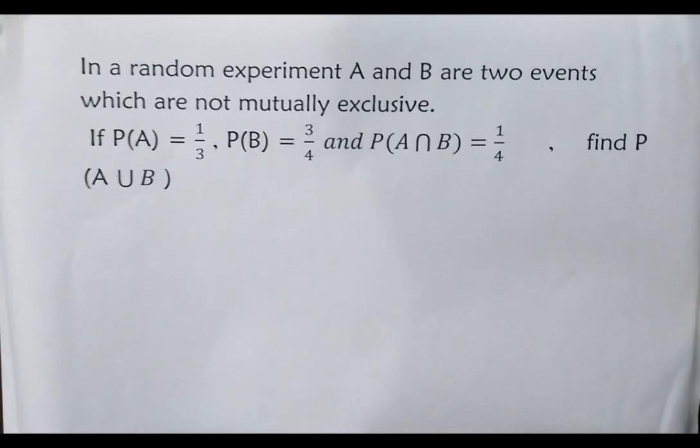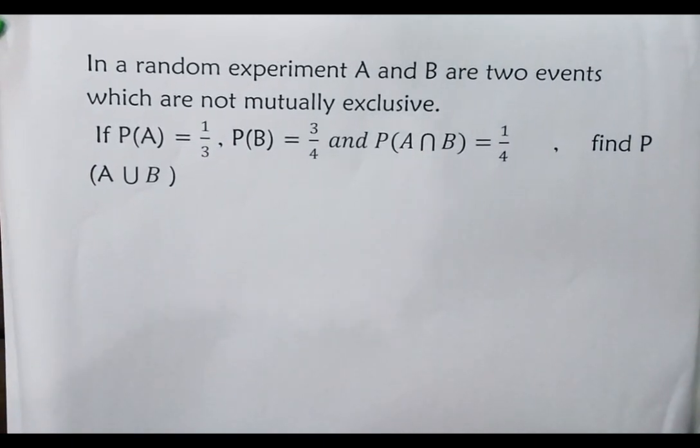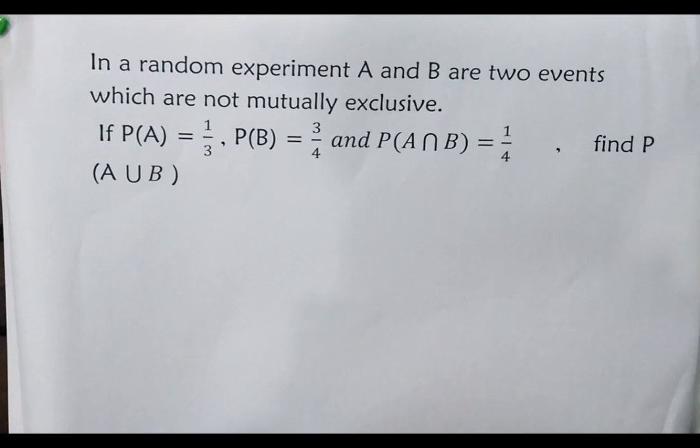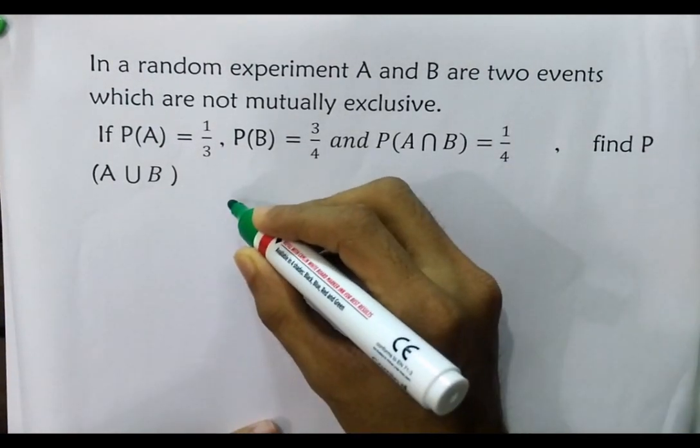In a random experiment, A and B are two events which are not mutually exclusive, right? If it is not mutually exclusive, then we can use this formula.